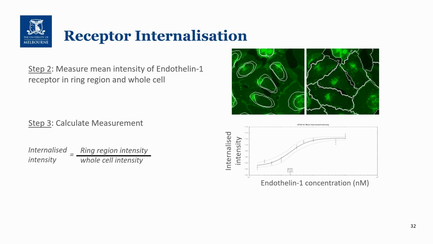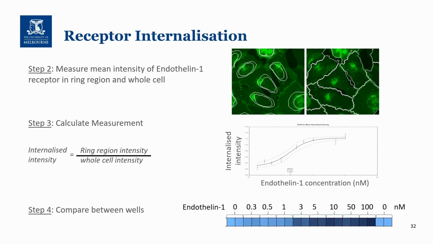This value can then be plotted against the ligand concentration. And finally, we can expand this out to the whole well and compare the levels of endothelin 1 internalization between wells and display this graphically.